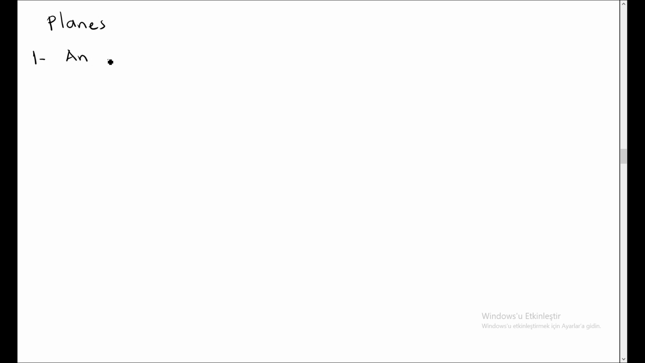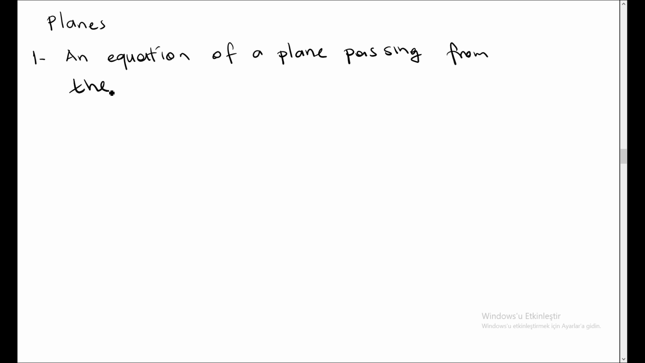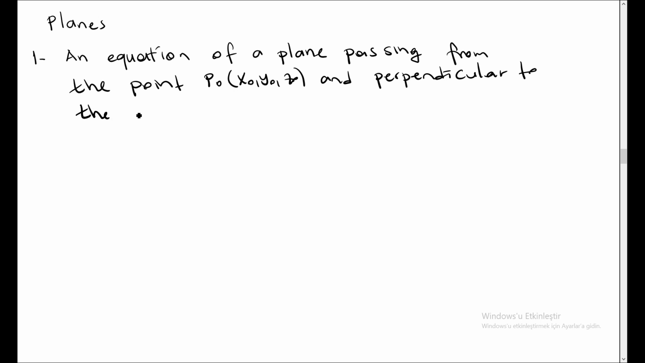An equation of a plane passing through the point, let's say P sub 0 again, x sub 0, y sub 0, z sub 0, and perpendicular to the vector, let's say n equals (a, b, c).